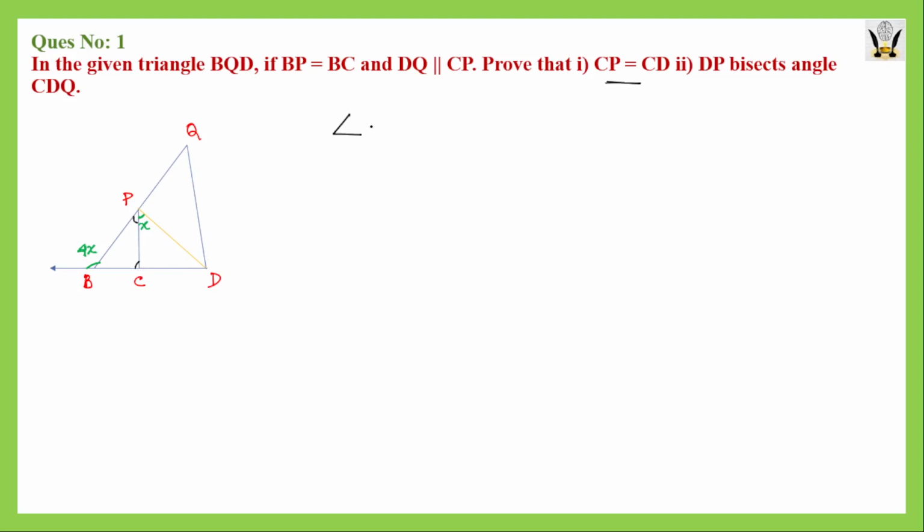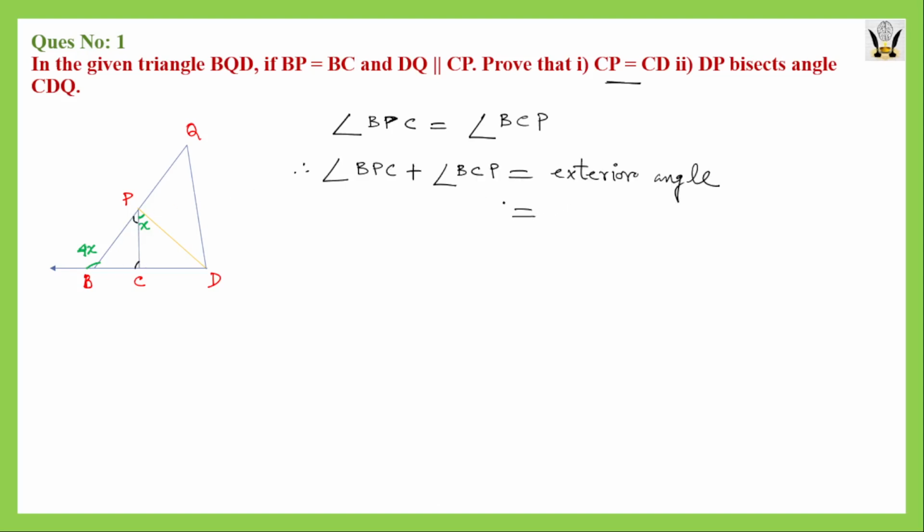So from the first condition, what we are getting is angle BPC will be equal to angle BCP. And from this triangle BCP, what we are seeing here is that this exterior angle, which has been marked as 4x, will be equal to the summation of the opposite interior angles with respect to this triangle BCP. So we can say that the summation of these two angles is 4x and these two angles are equal to each other. That means individually they will be 2x.